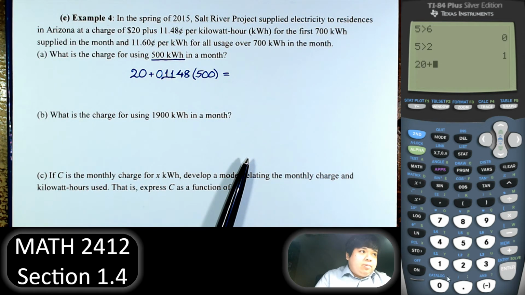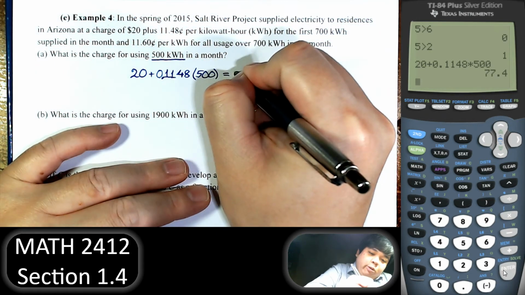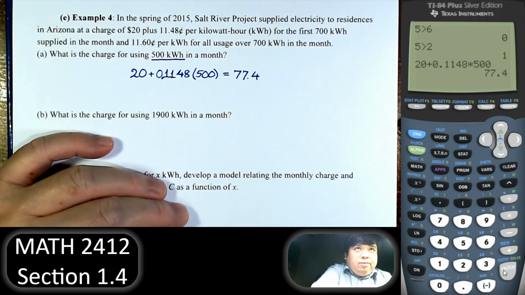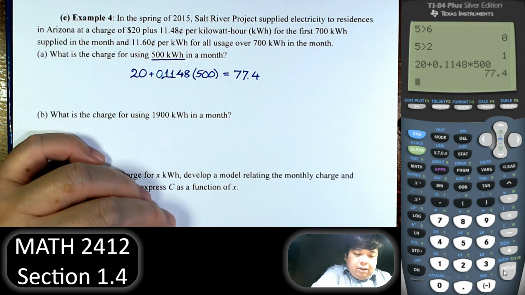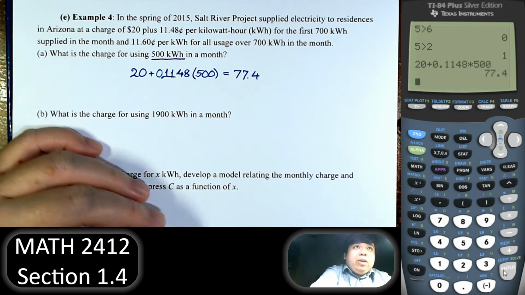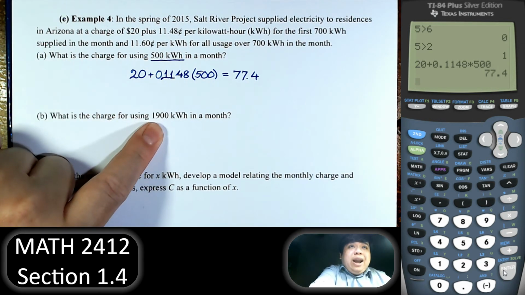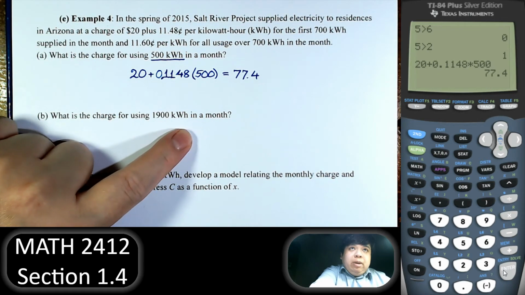$20 plus 0.1148 times 500. That gives us 77.4. Of course, dollars. Right, so that's straightforward, right? Now, what is the charge for using 1900 kilowatt hours in a month?